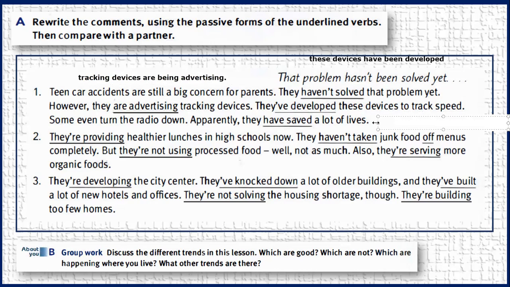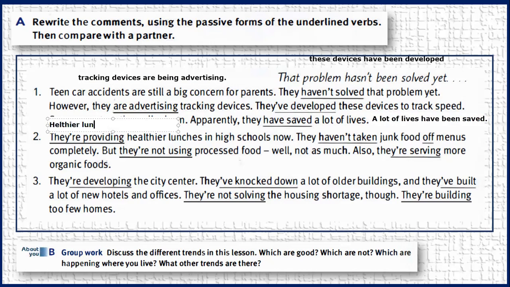Number 2. Yes. Okay. Give me a second, Eduardo, please. A lot of lives have been saved. Excellent. Very good, Leslie. Thank you very much. Good job. Okay, Eduardo, please go ahead.